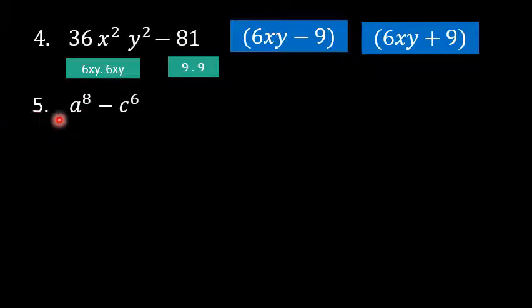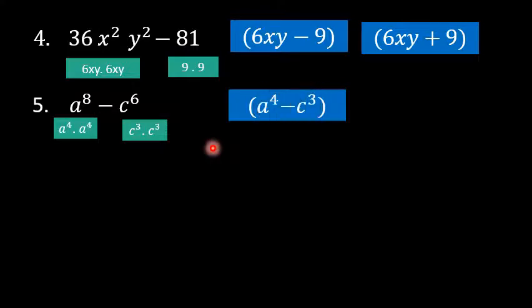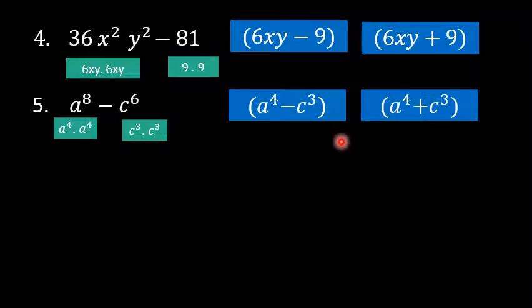Number 5, a raised to 8 minus c raised to 6. For a raised to 8, it is a raised to 4 times a raised to 4. For c raised to 6, c raised to 3 times c raised to 3. The answer: quantity a raised to 4 minus c raised to 3, quantity a raised to 4 plus c raised to 3.